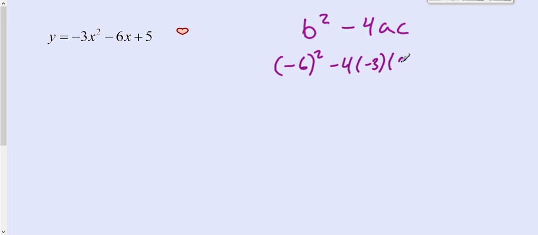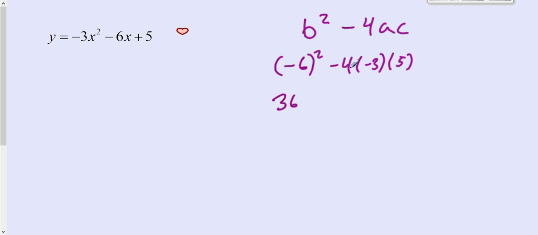Say we've got this one. I'm going to check our discriminant first. b squared minus 4ac. So b squared is negative 6 squared minus 4 times negative 3 times 5. Well, that's 36.